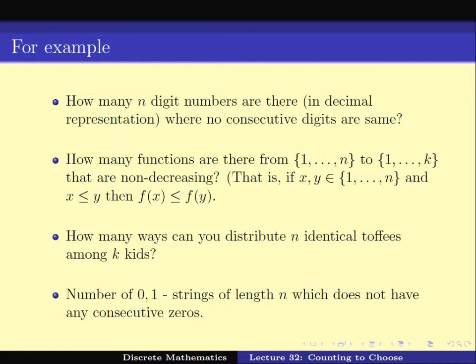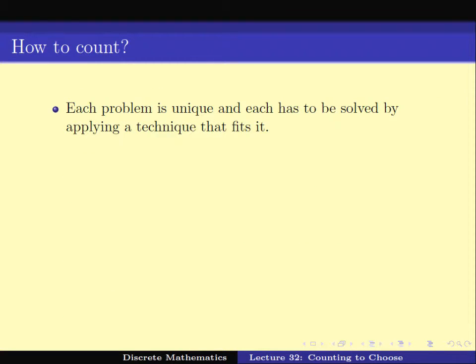Now these are the 4 problems, and let's try to take a step back and see some theory behind this subject of combinatorics, and we will get back to these problems after a couple of videos. Now, how to count? This is an important question.